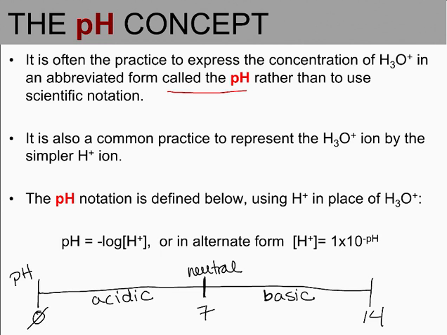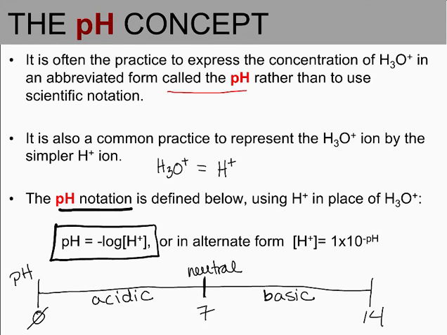It's kind of an abstract idea, right? So the pH notation is down below. We calculate pH by taking the negative log of the concentration of hydronium ions. Now here they've just written H+, because H3O+, the hydronium ion, is equivalent to just a hydrogen ion. So you can use those interchangeably.